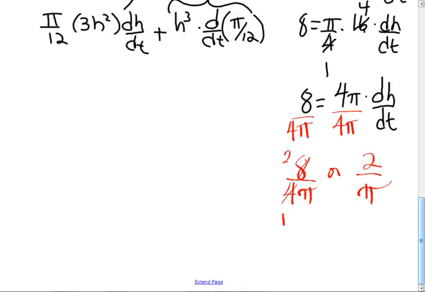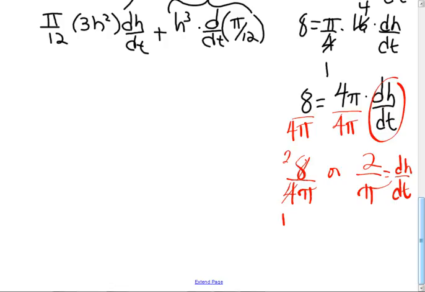Okay? Does this make sense? Not too bad. And what do we do? That is dh/dt. Its value is 2 over pi. That's what they asked you to find: how fast is that distance increasing? Now, by the way, it's positive.